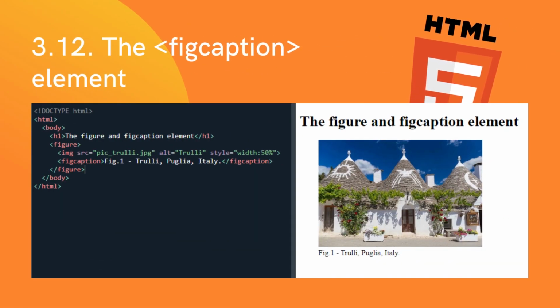Figcaption element defines the figure caption element. The figcaption tag defines the caption for the figure element. The figcaption element can be placed as the first or last child element of the figure element. Example.